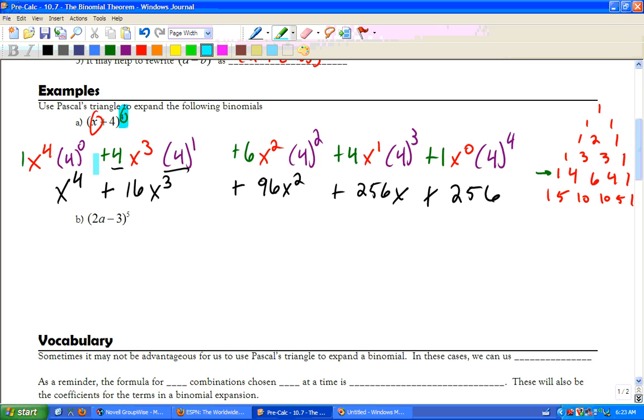256. Kind of wrote it over a long while, but our final answer is x to the fourth plus 16x cubed plus 96x squared plus 256x plus 256.